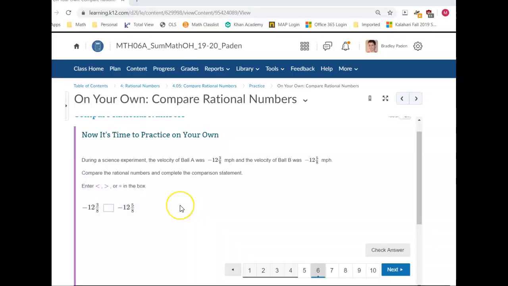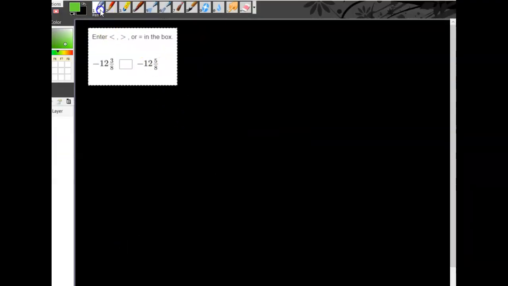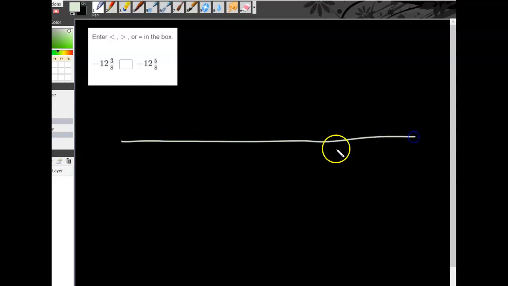But this one, I don't even really need to do anything. Look, -12 3/8 and -12 5/8, they have the same denominator. Well, it still would help if we put it on a number line. As long as you're correctly making these number lines, you guys will get these. So we're between -12 and -13 here. And our fraction is in eighths. So let's chop this up into eighths.